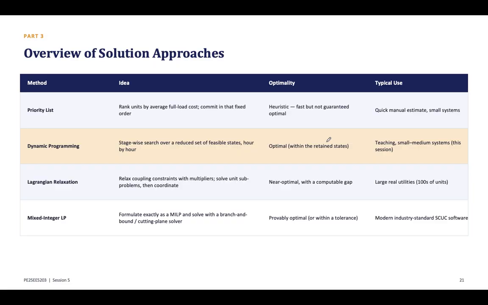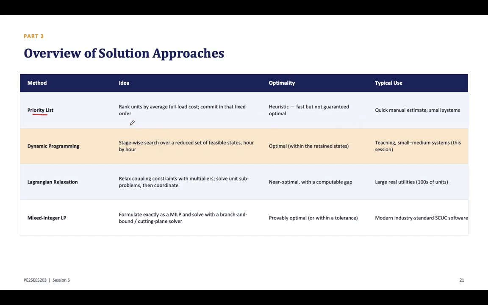So we can have an overview of the solution approaches here. The solution approaches can be compared by asking how each one deals with the enormous search space. We have the priority list. It reduces the search by assuming that units can be placed in a fixed economic order. This makes the method extremely fast, but it can miss the schedules that are cheaper over time.